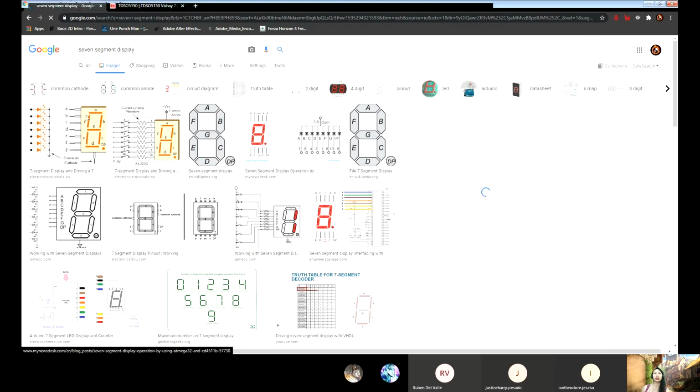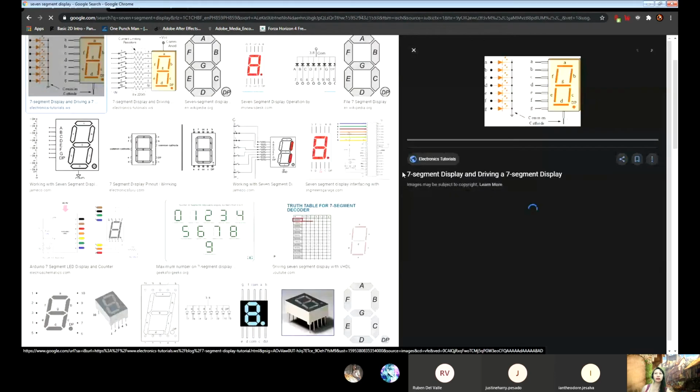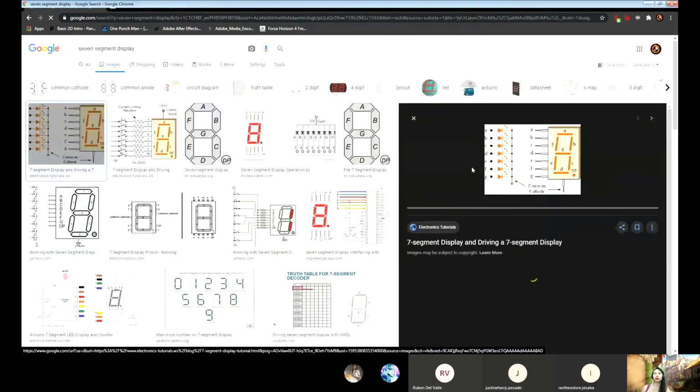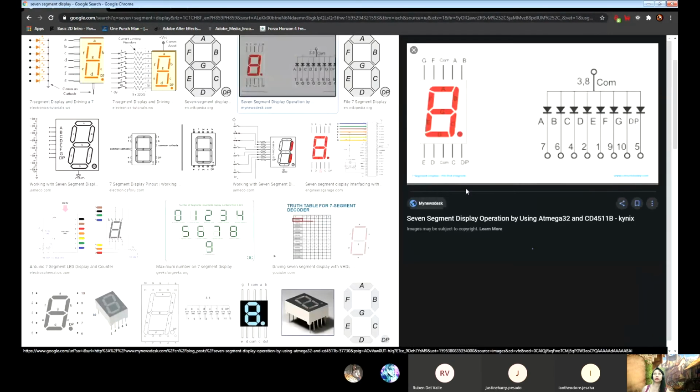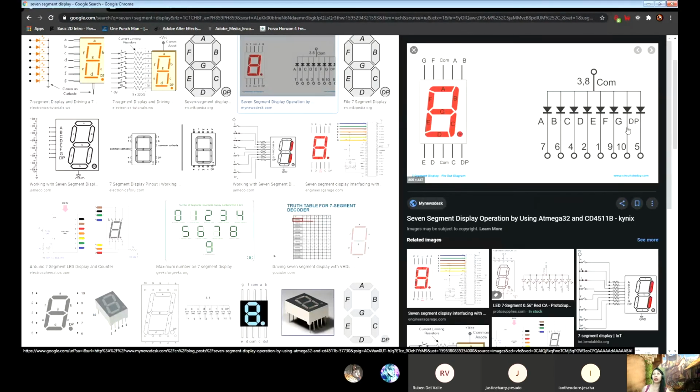This one is common, so all the negatives are tied up. So it is common cathode. And then we also have common anode. This one is a common anode.